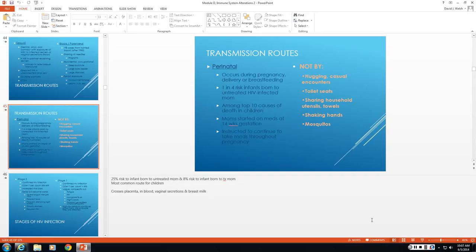If the mother's being treated, the percentage drops to about 8%. Childbirth is the most common route for children. It crosses the placenta, in the blood, vaginal secretions, and breast milk. Like we've talked about, it occurs during pregnancy and can be passed during breastfeeding. About 1 in 4 infants born to untreated HIV-infected mothers do develop the virus. AIDS is among the top 10 causes of death in children.